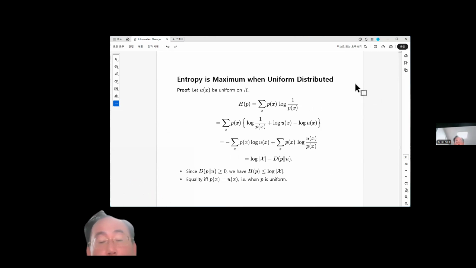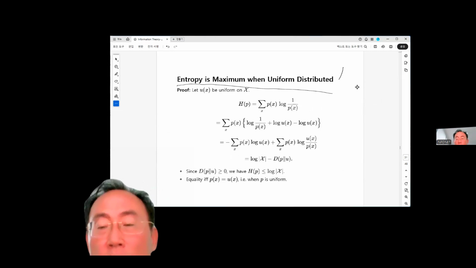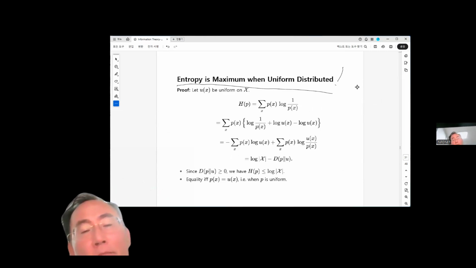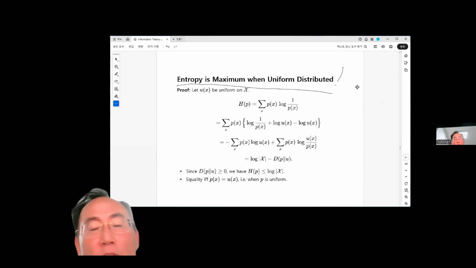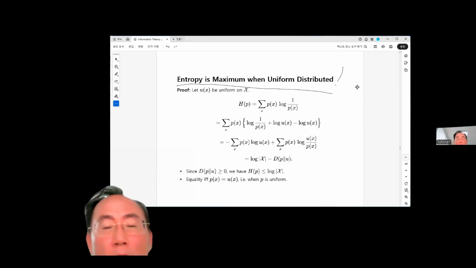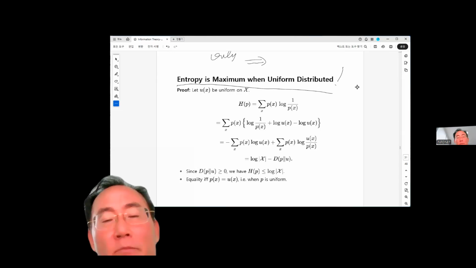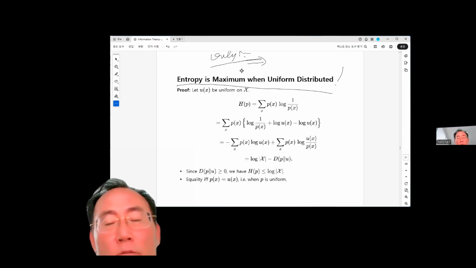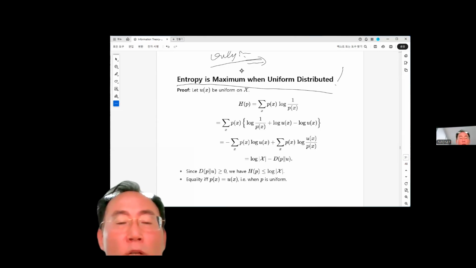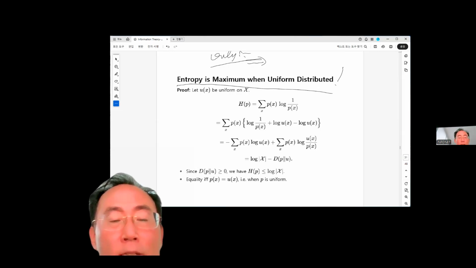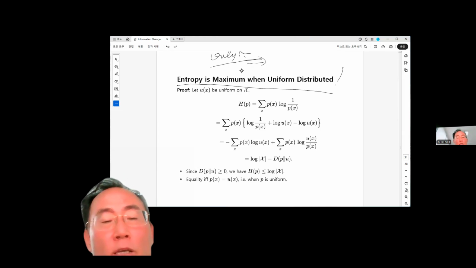And then we can apply this result, and then we can prove this statement. Entropy is maximum when uniformly distributed. We have proved this part, but we referred to the later part of the lecture for the only if part. The only if part was difficult. Now we have tools to prove it, so let's do it.